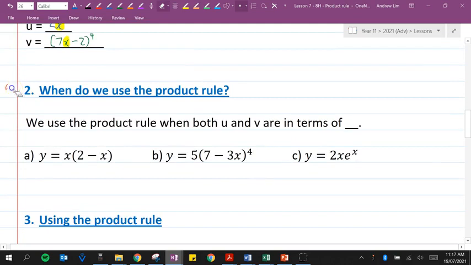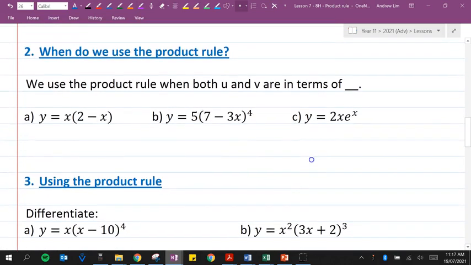So, when do we use the product rule? We use the product rule when both u and v are in terms of x. So, question A, do we use the product rule? I might actually get you to just pause the video, just tell me whether we should use the product rule or the chain rule for A, B, and C.